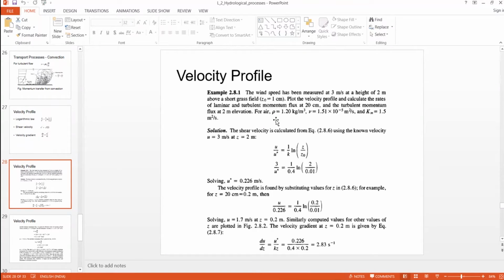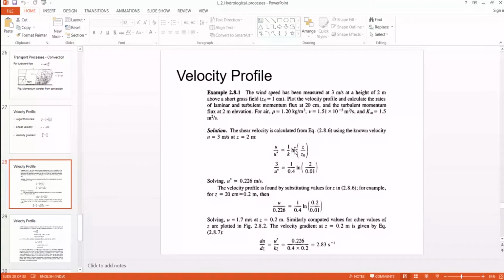So these constants are given: mass density of air is equal to 1.2 kg per meter cube, kinematic viscosity of air is given as 1.5 × 10^-5 meters square per second, and this Km, eddy viscosity, is given as 1.5 meters square per second.